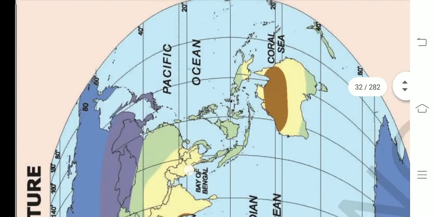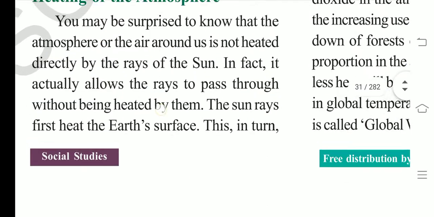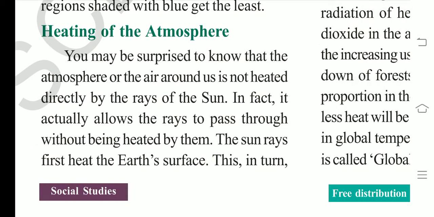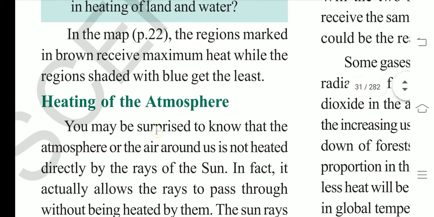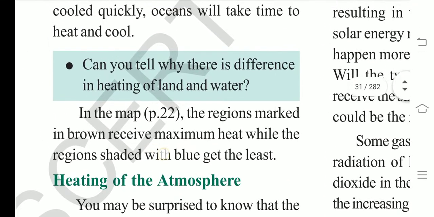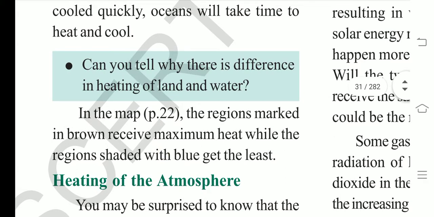Understand? So what I want to say is that the angle of incidence is one reason, and another reason is that there is a difference in the absorption of heat by land and water bodies. Understand? So can you tell why there is a difference in the heating of land and water?